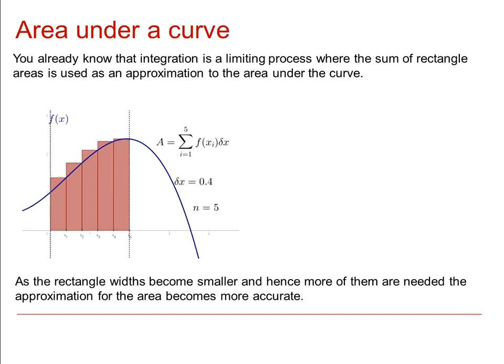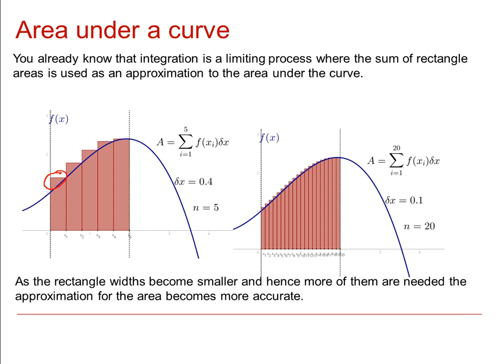So here you can see one where the rectangles have been drawn actually above the curve, and there are 5 rectangles, so these are all overestimates. If we increase the number of rectangles, here we have 20 rectangles in this one, then you can see that that error is going to be much less.